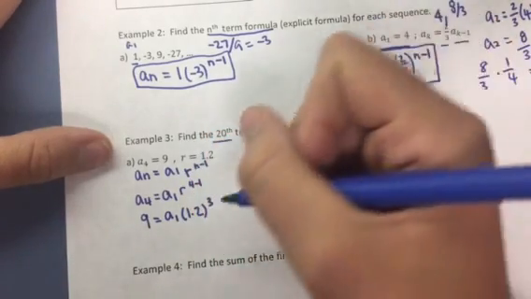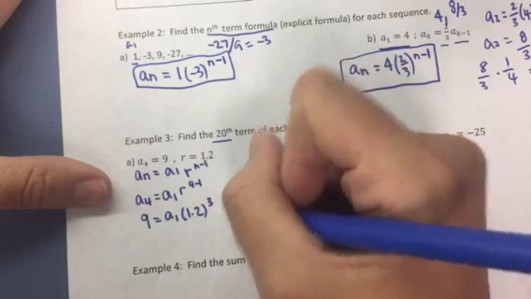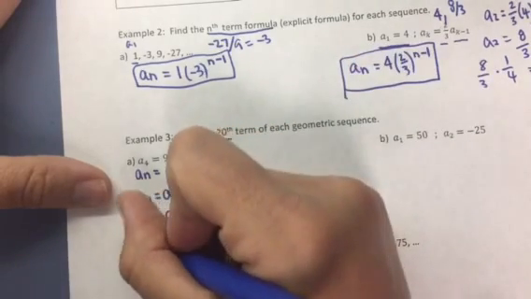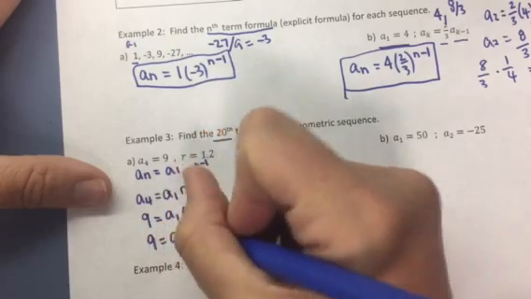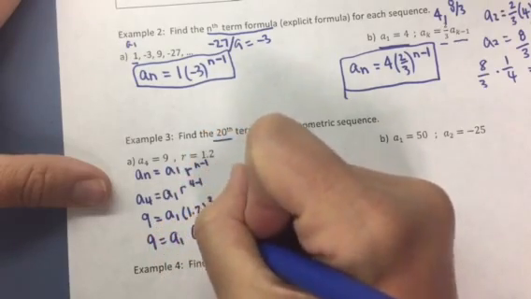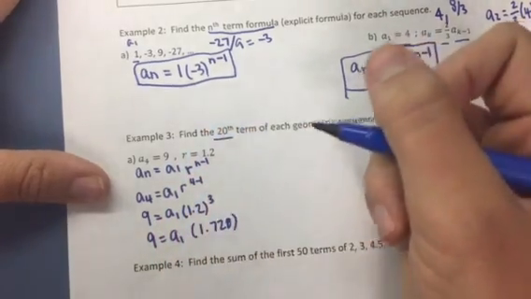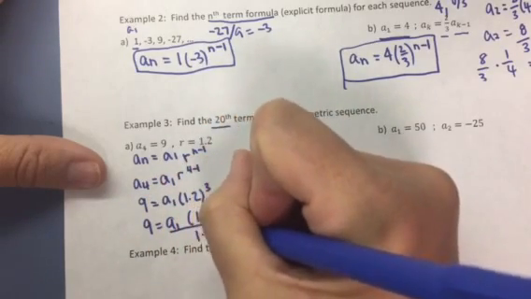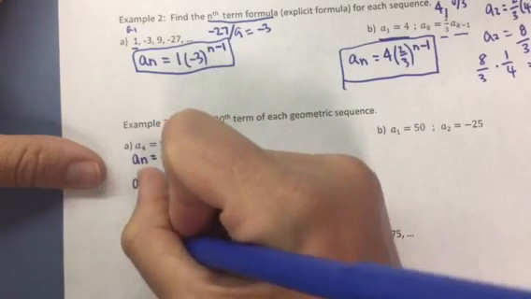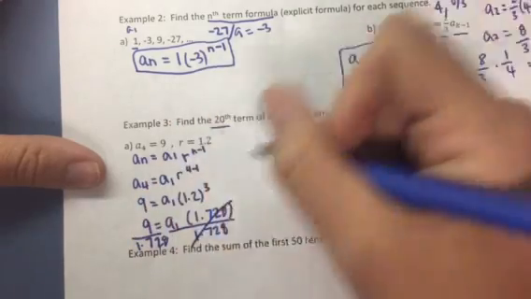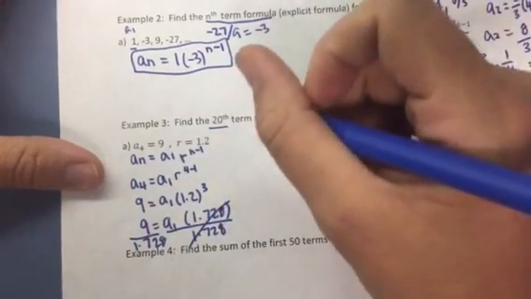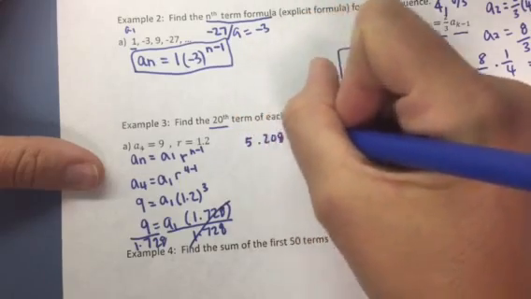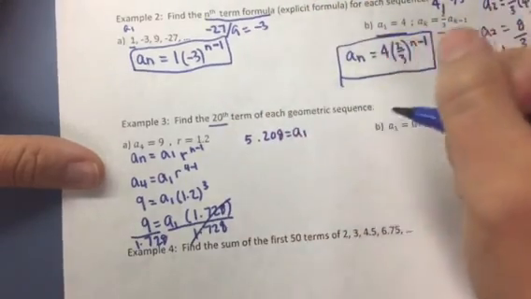All right, so now I actually have to do that. 1.2 to the third power is like 1.728. So I get 9 equals a1 times 1.728. Then it's just a one-step equation. I can divide both sides by 1.728. Those cancel. 9 divided by 1.728 is 5.208. So that's my first term.